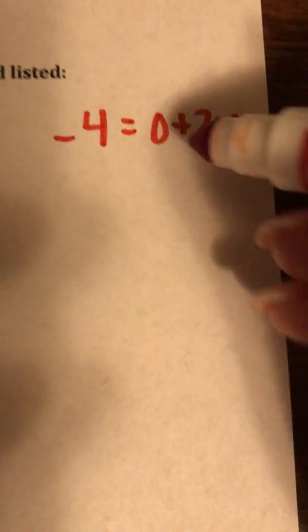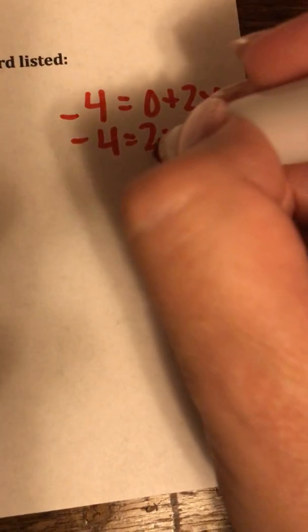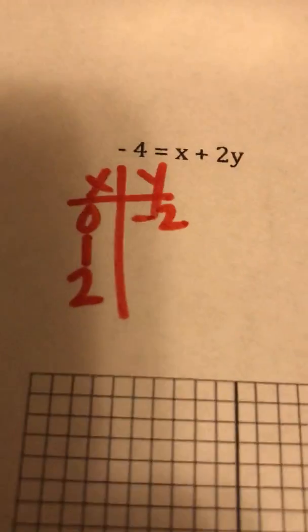Okay, so this is what I have. 0 plus 2y, obviously that's just 2y. So negative 4 equals 2y. Okay, we divide by 2. And then y equals negative 2. Okay, so when x is 0, y is negative 2.